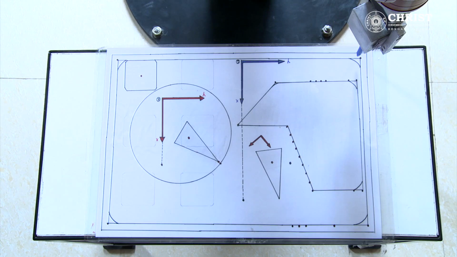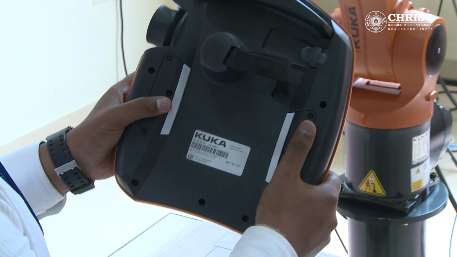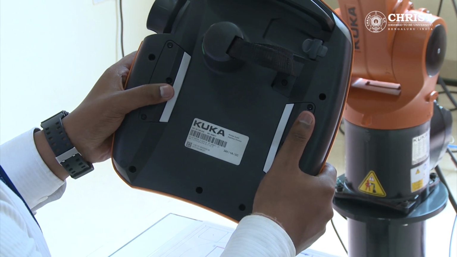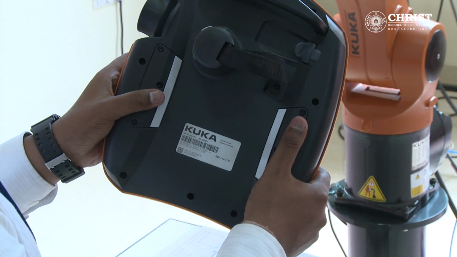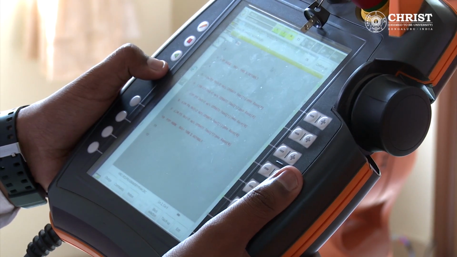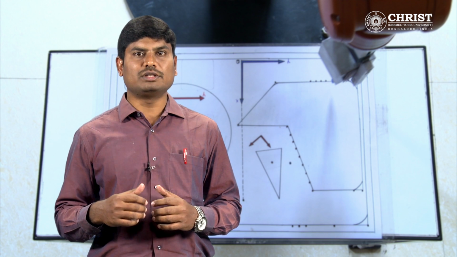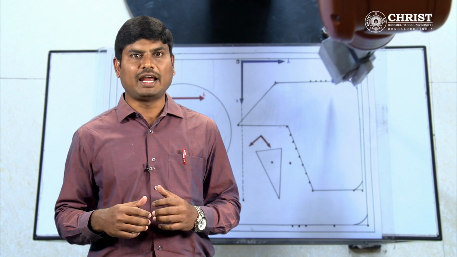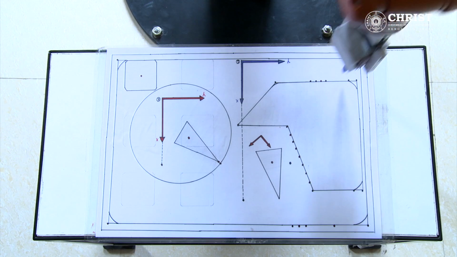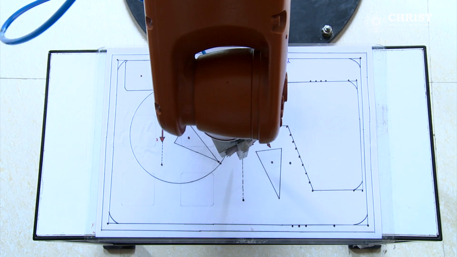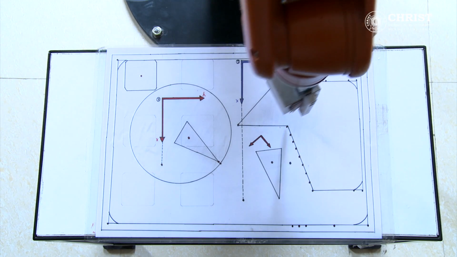To execute a program, you have to press two keys. One, the deadman switch, which is at the back side of the teach pendant, and the other one, the start key. Let us execute the program now. Hold down the deadman switch partially and press the start key. This will take the robot to its home position. Release the start key and press it again.